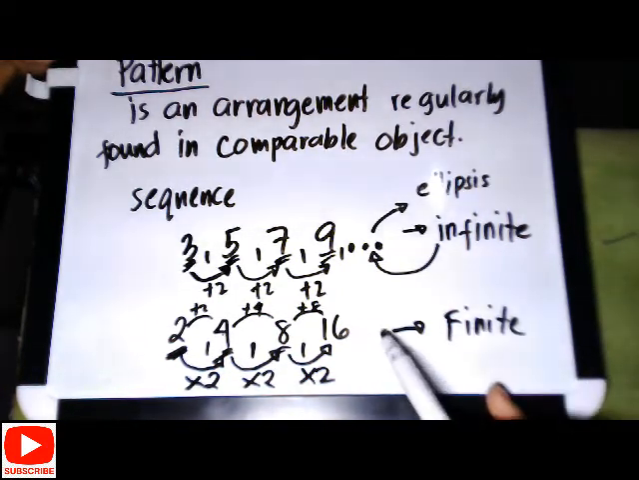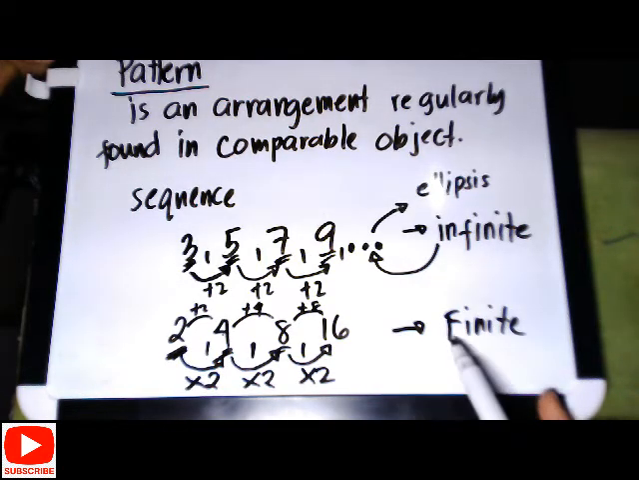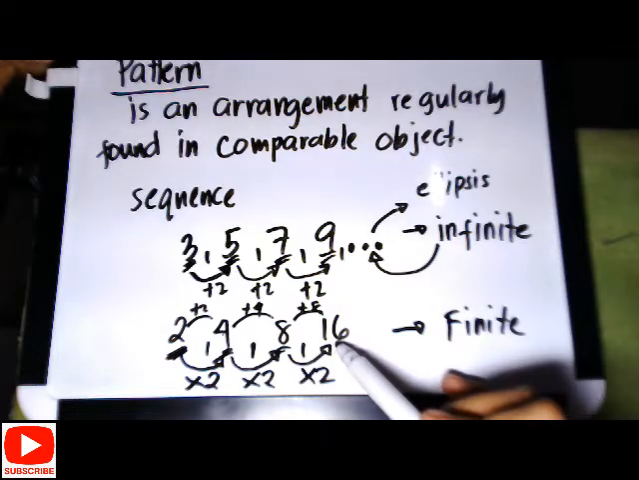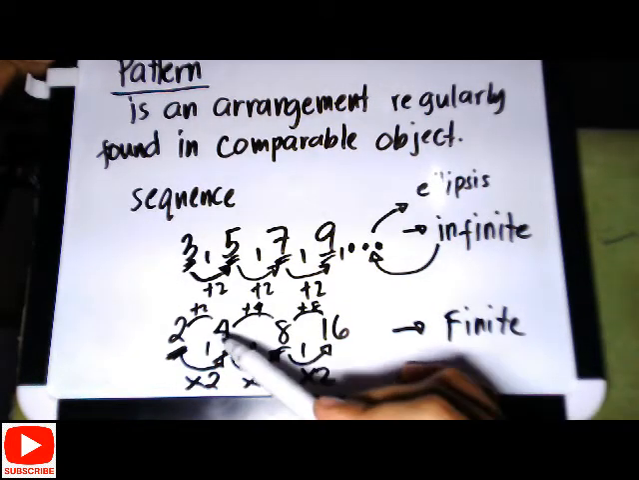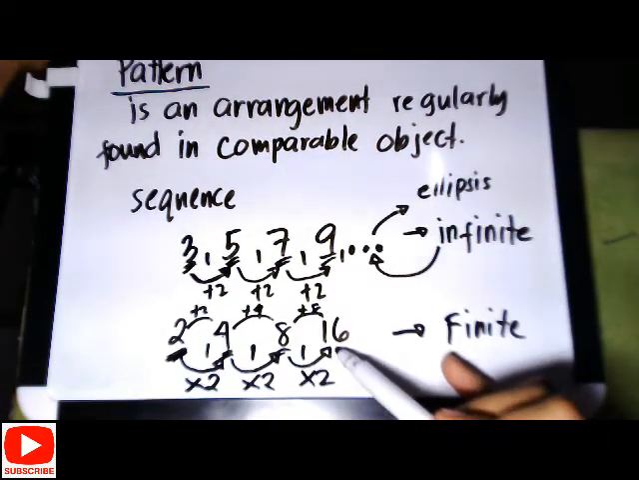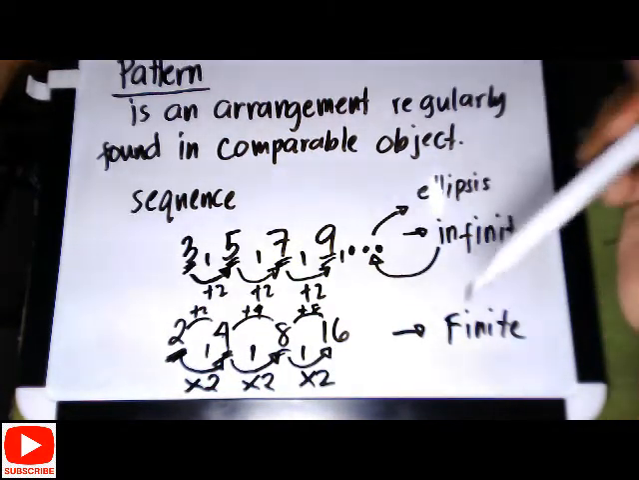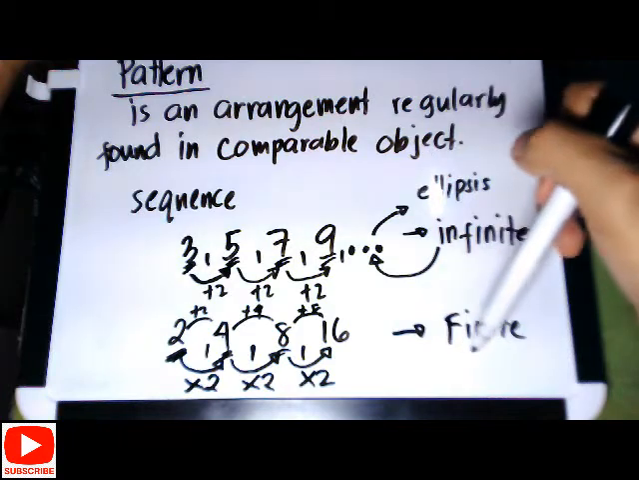There is no ellipsis, so it becomes finite. That means it ends with 16. There are only 4 terms here. It ended here. So that makes this sequence a finite sequence.